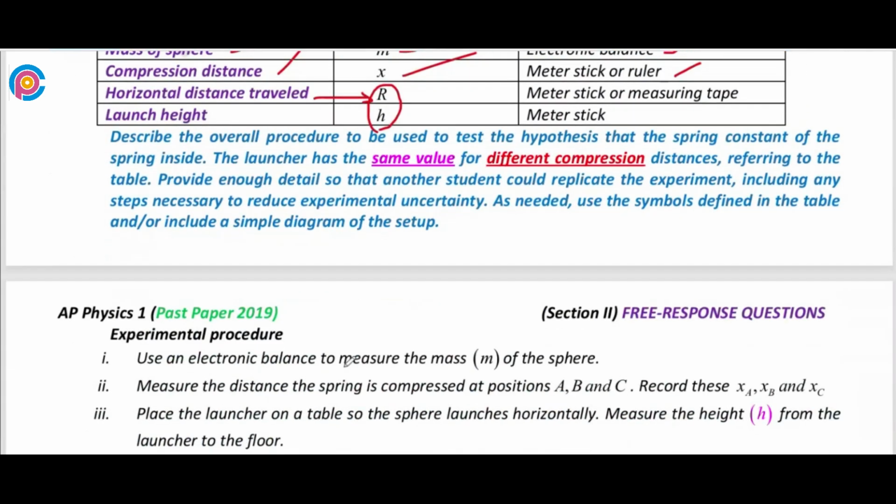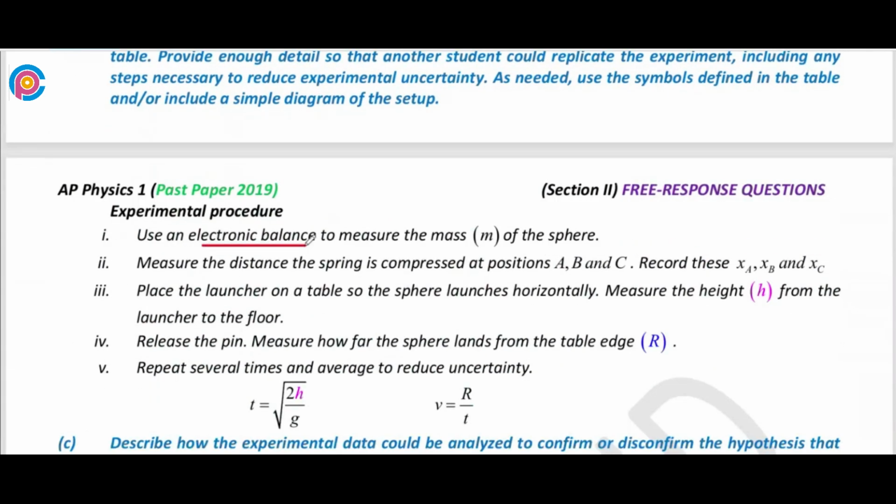Now, experimental procedure. First of all, use the electronic balance to measure the mass of the sphere. Then simply measure the distance of spring compression using the different positions A, B, and C, and we have the values of position XA, XB, and XC.